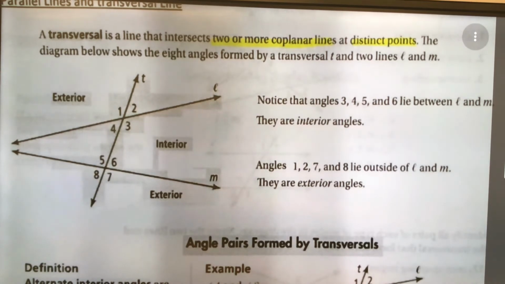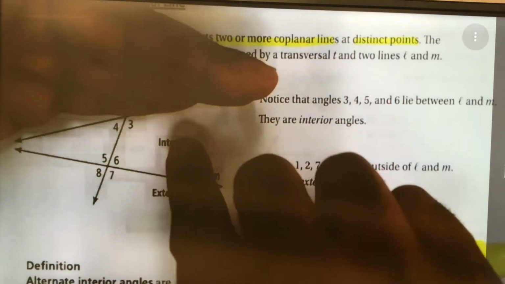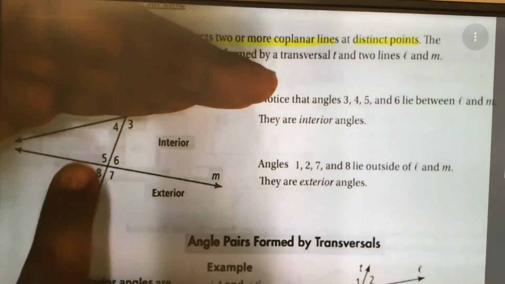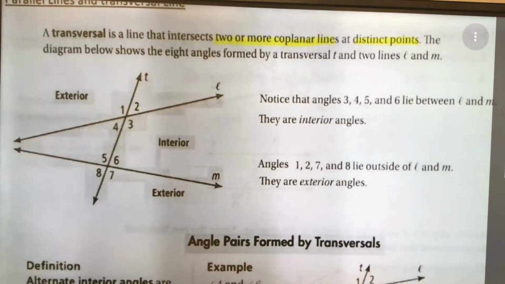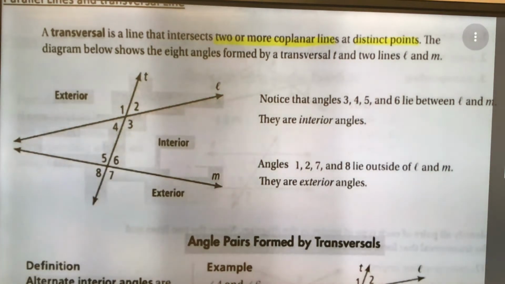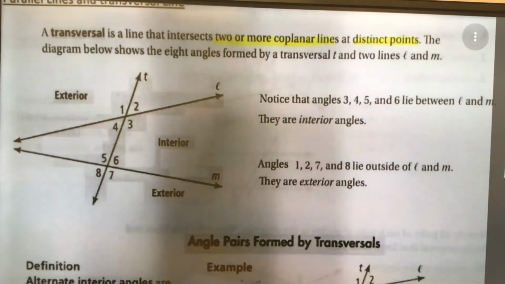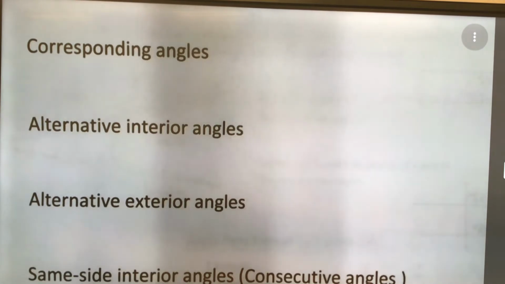So eight angles. In between these two lines are the interior angles, so 4, 3 and 5 and 6. Outside those two lines are the exterior angles, so 1, 2 and 8, 7 are the exterior angles. Those 8 angles can be categorized into 4 different groups of angle pairs. They are known as corresponding, alternate interior, alternate exterior and same side interior.